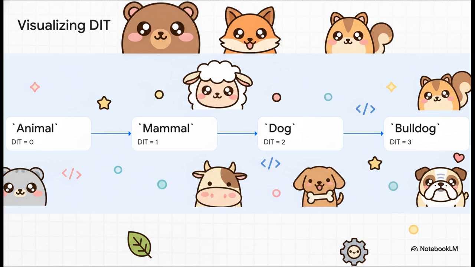Now, here's the critical trade-off. A deeper tree means the Bulldog class gets to reuse a ton of code from its ancestors, which is great, very efficient. But it also means it inherits all the complexity from 3 other classes, which can make it way harder to understand and to test.